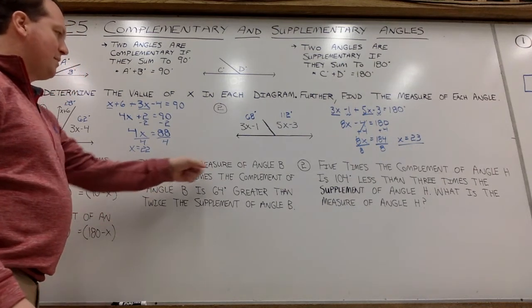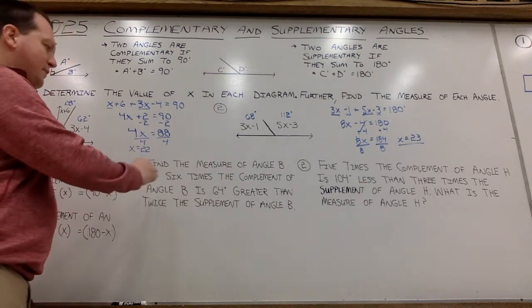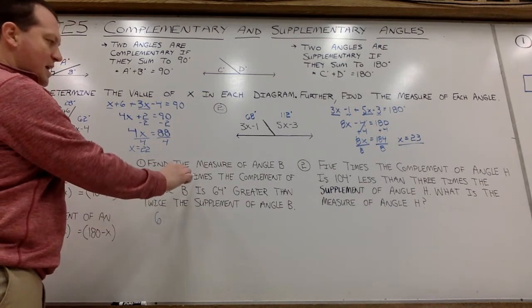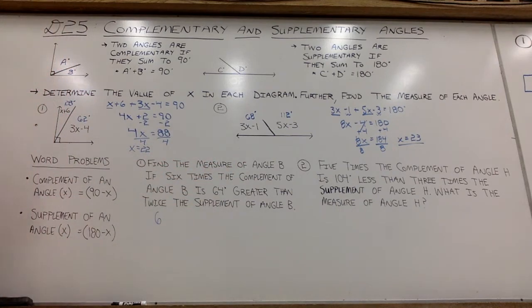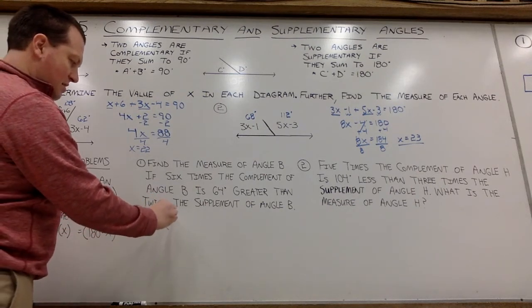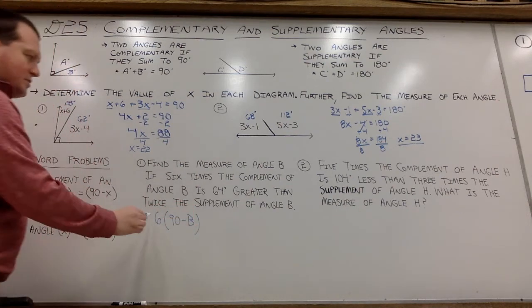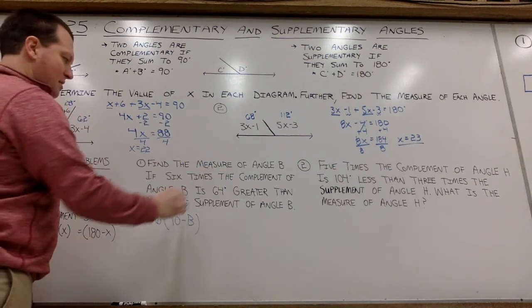So we're going to find the measure of angle B if 6 times, so I'm going to write down here 6 times the complement of angle B. So I don't have an x here, I have a b. So the complement of angle B would be 90 minus b. So there's 6 times the complement of angle B.